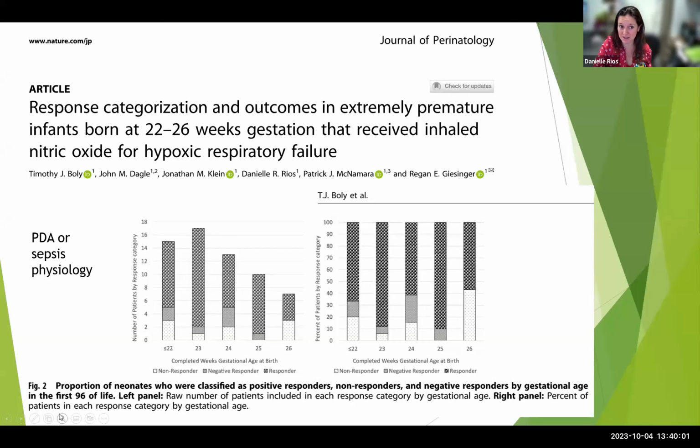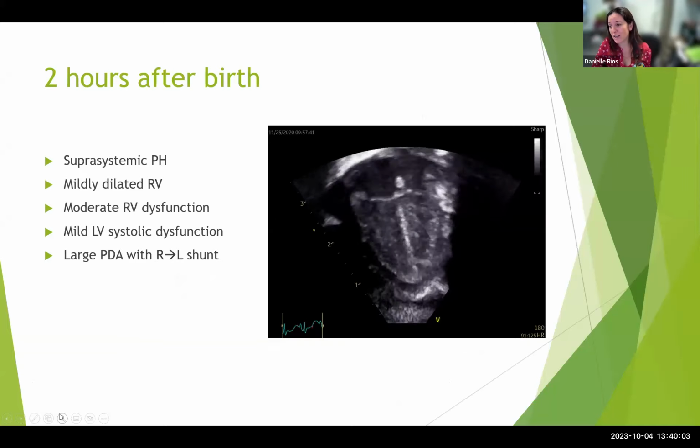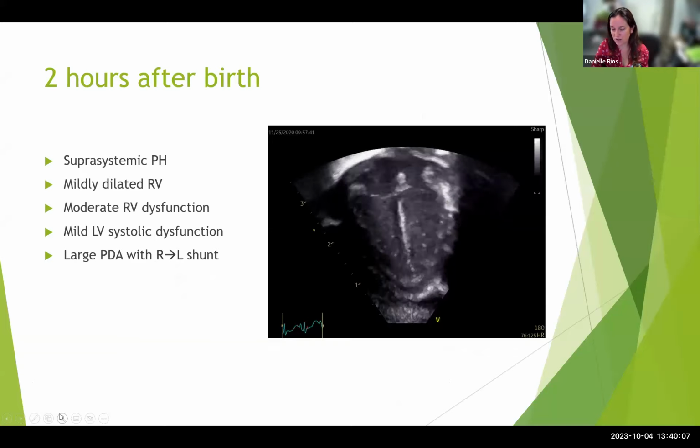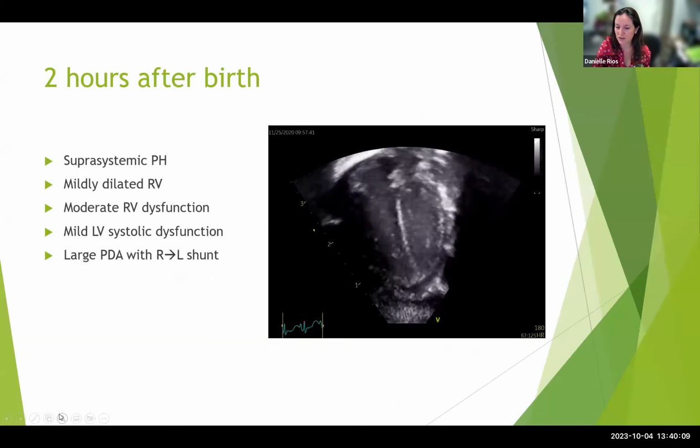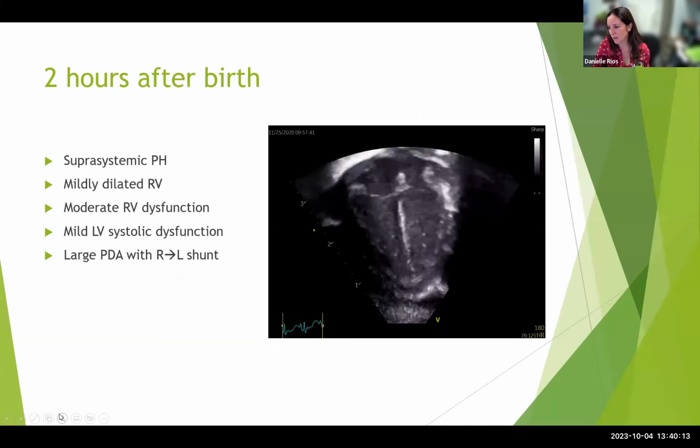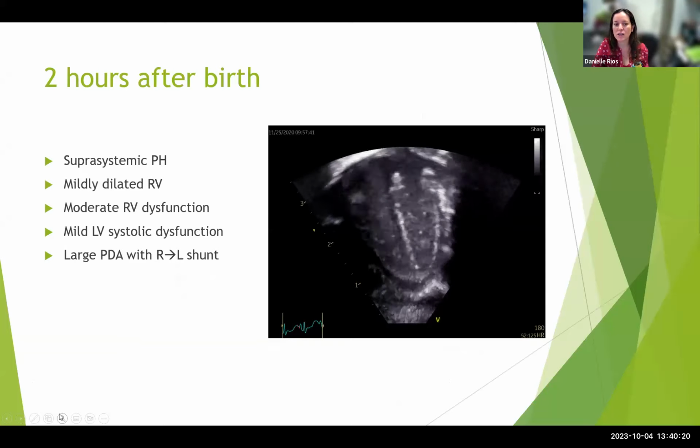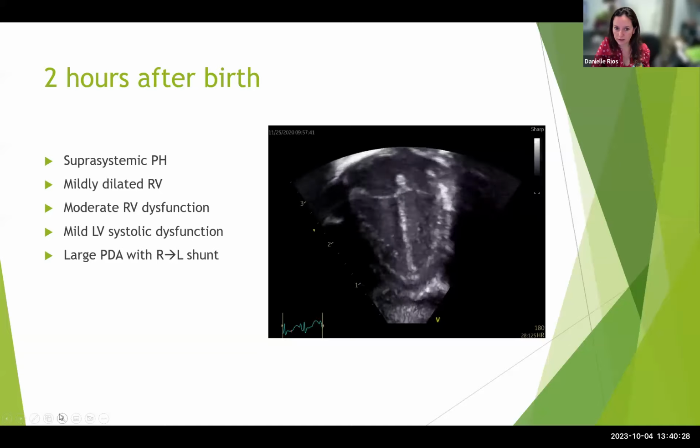Okay, so back to our baby. So 2 hours after birth, had suprasystemic pressure, mildly elevated RV, moderate RV dysfunction, mild LV systolic dysfunction, and a large PDA with right to left shunt. So we went against the Cochrane review and we treated with nitric. We also added some dobutamine for the dysfunction, and then there was some vasopressin added as well. And the baby's FiO2 improved to 40 to 45%, and then continued to slowly improve from there.